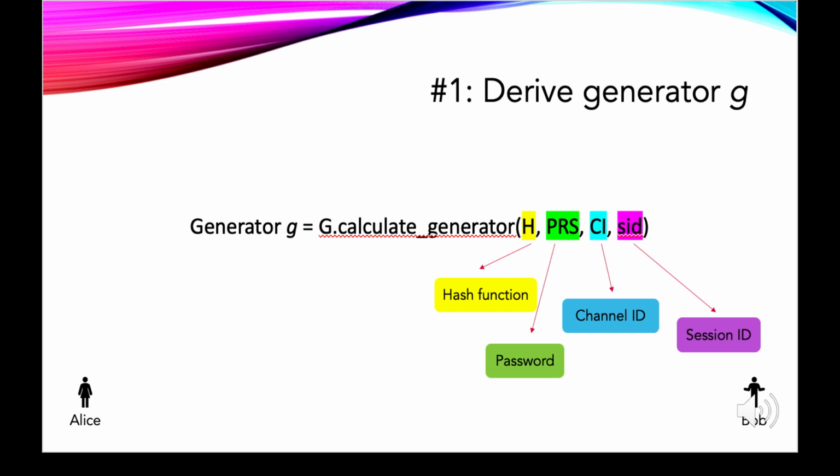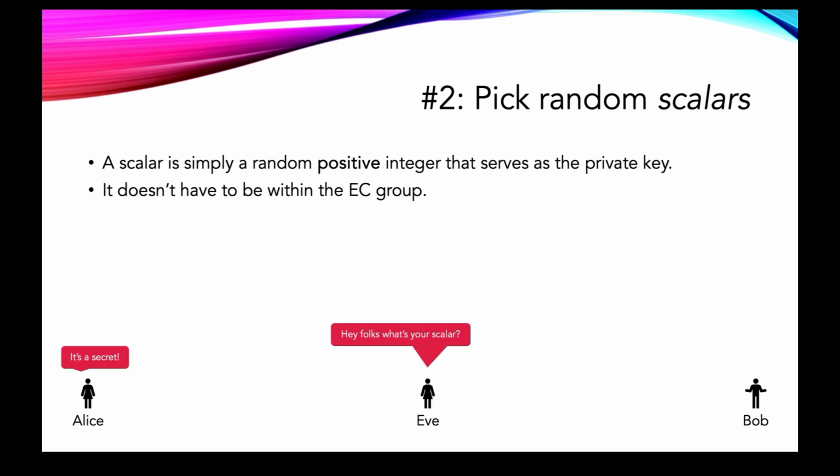As a first step, both parties will compute the generator G from the password, session identifier, and channel identifier. G is a point in the elliptic curve group. Second, both parties will create random private keys known as scalars. This is just a random integer that doesn't need to be within the elliptic curve group. Keep in mind that this is a secret and they have to keep this private.